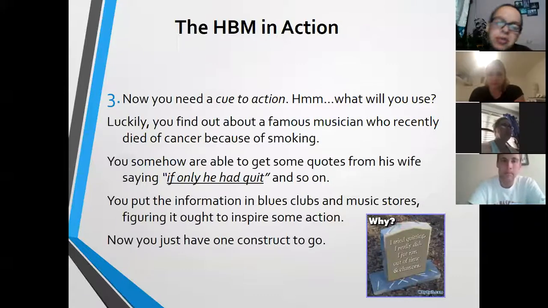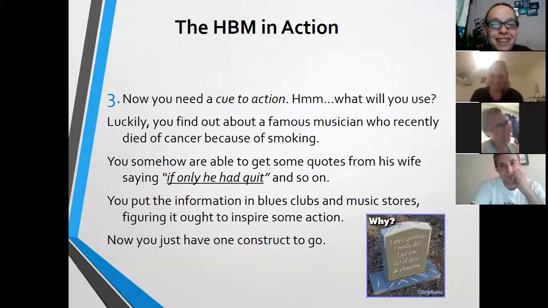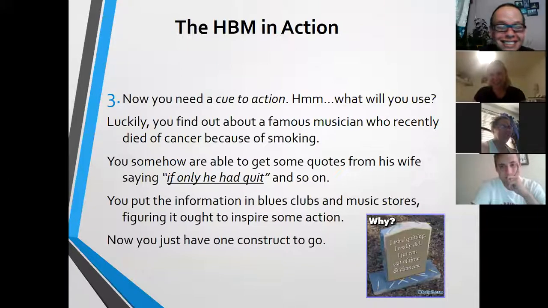And the last two ones. Now you need a cue to action. What will you use? It says you find out about a famous musician who recently died of cancer because of smoking. Well, that's a little manipulative. Yeah. You somehow are able to get some quotes from him. Doesn't all of this seem manipulative? Okay, you get quotes from his wife saying, if only he had quit, and so on. That's manipulation, but sometimes it's necessary.